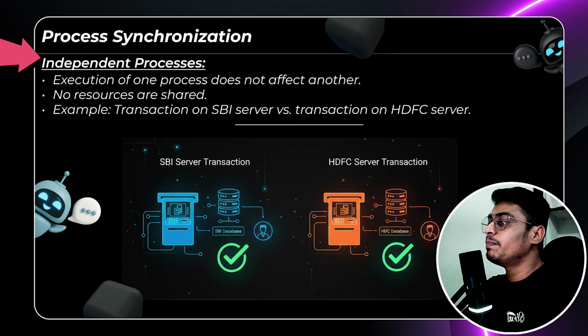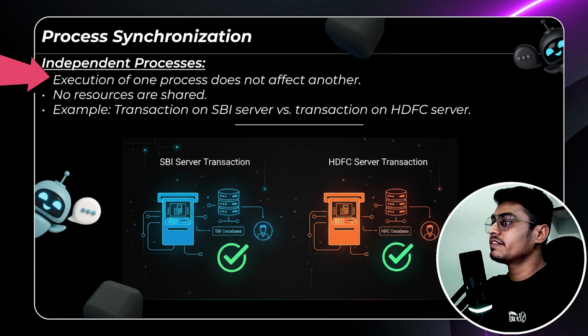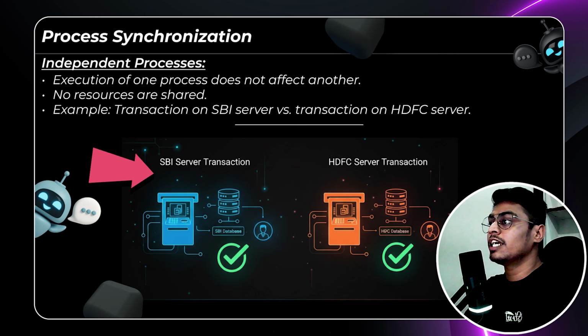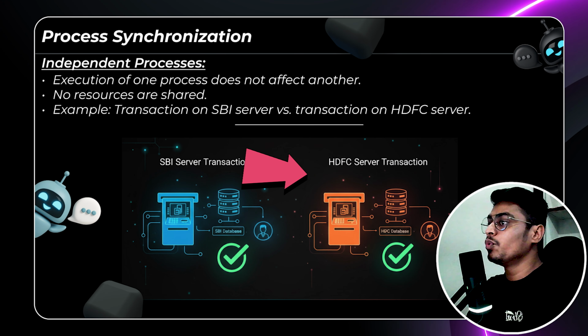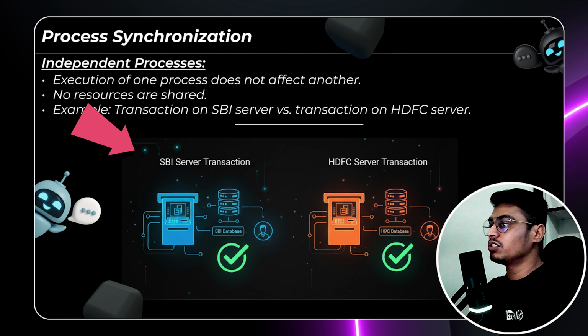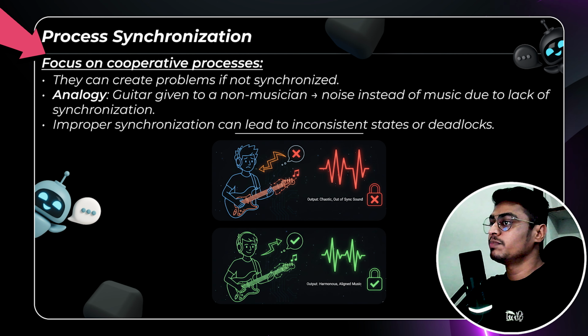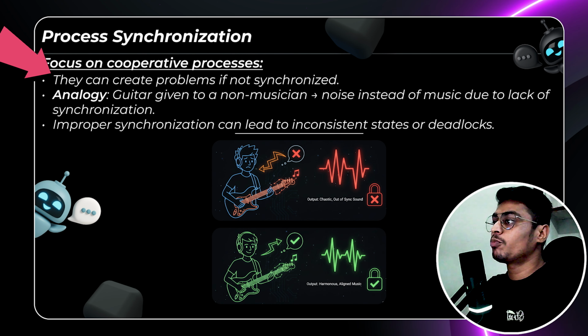Now, what are independent processes? Independent processes are those where execution of one process doesn't affect another. There is nothing common in between. For example, if you are doing a transaction on an SBI server while someone else is doing a transaction on an HDFC server, these are independent processes running on different servers. So the key focus is on cooperative processes because they can create problems if not properly synchronized.